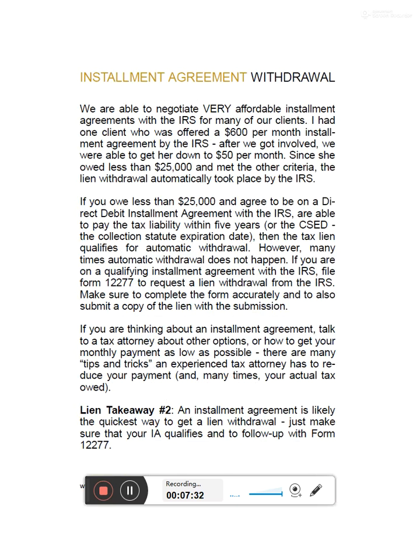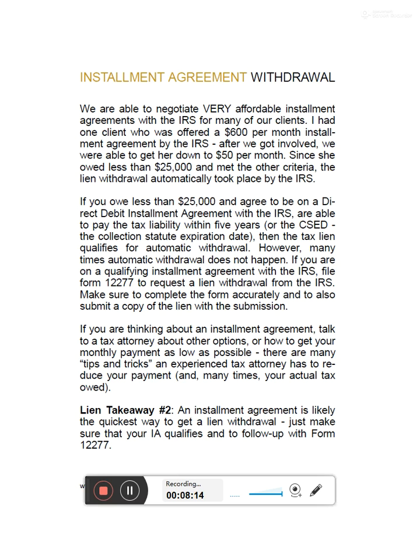So the second way to get a lien removed is an installment agreement. A lot of times, if our clients have a decent paycheck and money in the bank, the IRS is probably not going to take a settlement then. They're going to want them to do some kind of payment plan. Now, if you or your business owe less than $25,000, you're on a direct debit installment agreement, where they automatically debit the amount, and you're able to pay the tax liability within 5 years. Okay, that's that C side we were talking about. Then the tax lien qualifies for automatic withdrawal. So that's a good place to be in.